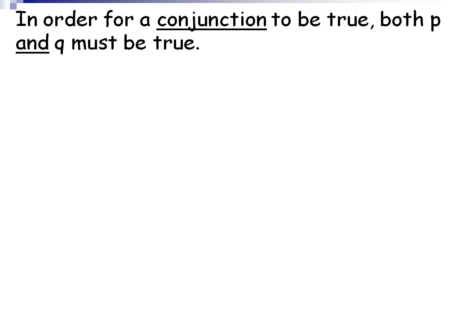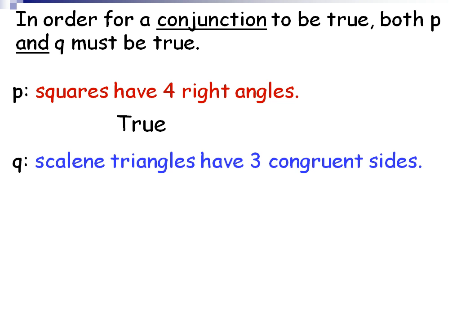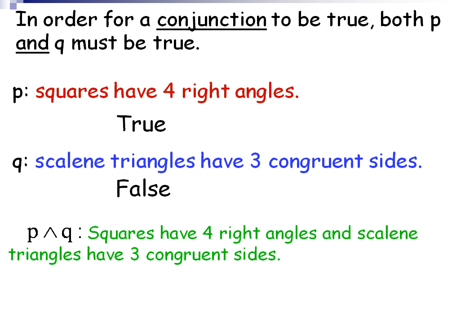In order for a conjunction to be true, both P and Q must be true. So let's look at our statements again. Squares have 4 right angles, that's true. Scalene triangles have 3 congruent sides, that is false. If I said the conjunction and said them both together, the entire statement would be false.